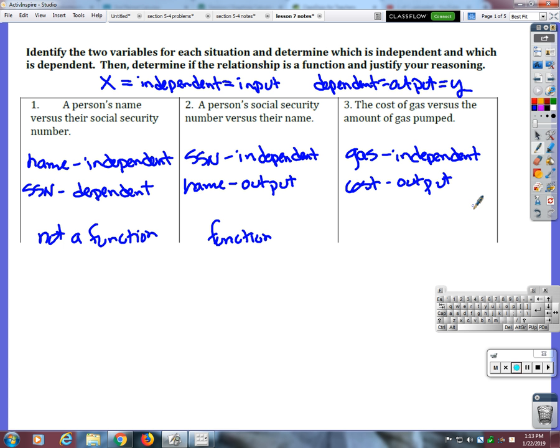Okay, so you guys want to say this is not a function because depending on the gas station, the same amount of gas could cost a different amount. Then what would make it a function is if every time you pumped 10 gallons of gas, it always costs the same amount.